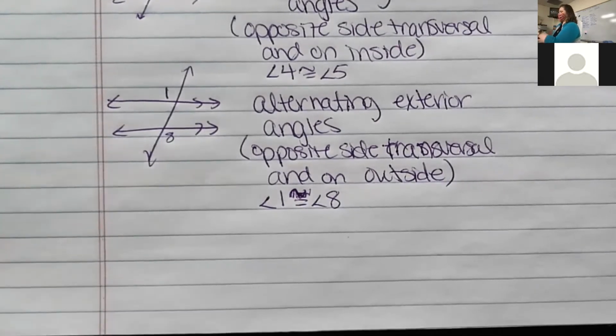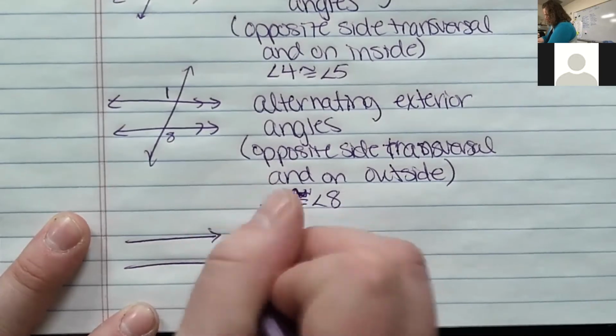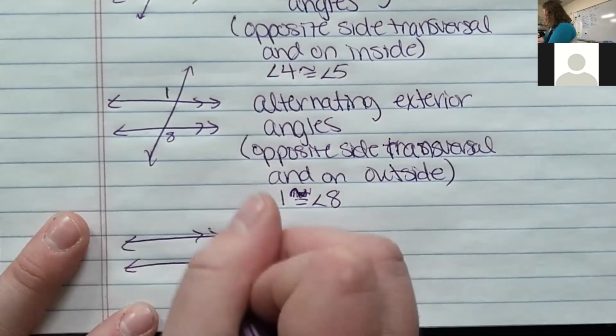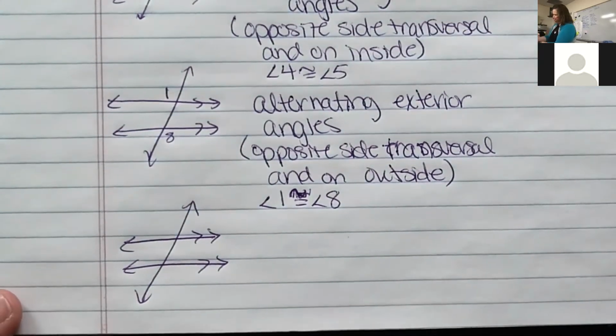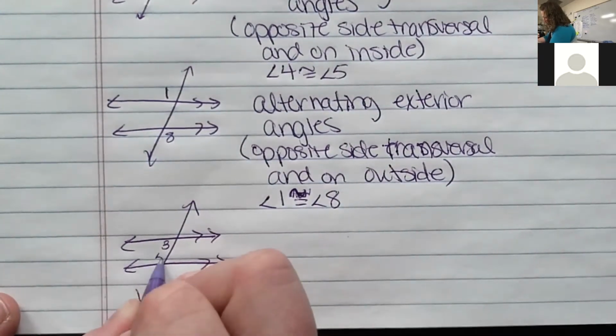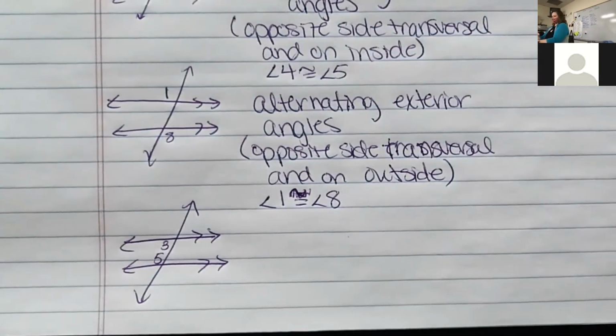Okay, so we got the corresponding angles, we got alternating interior, alternating exterior. Now let's talk about, again, we have these same parallel lines coming in, same transversal, cutting it. We're going to talk about the angles. We're going to talk about 3 and 5. I'm going to keep that consistent because we had 5 earlier. We're going to keep them in the same position.